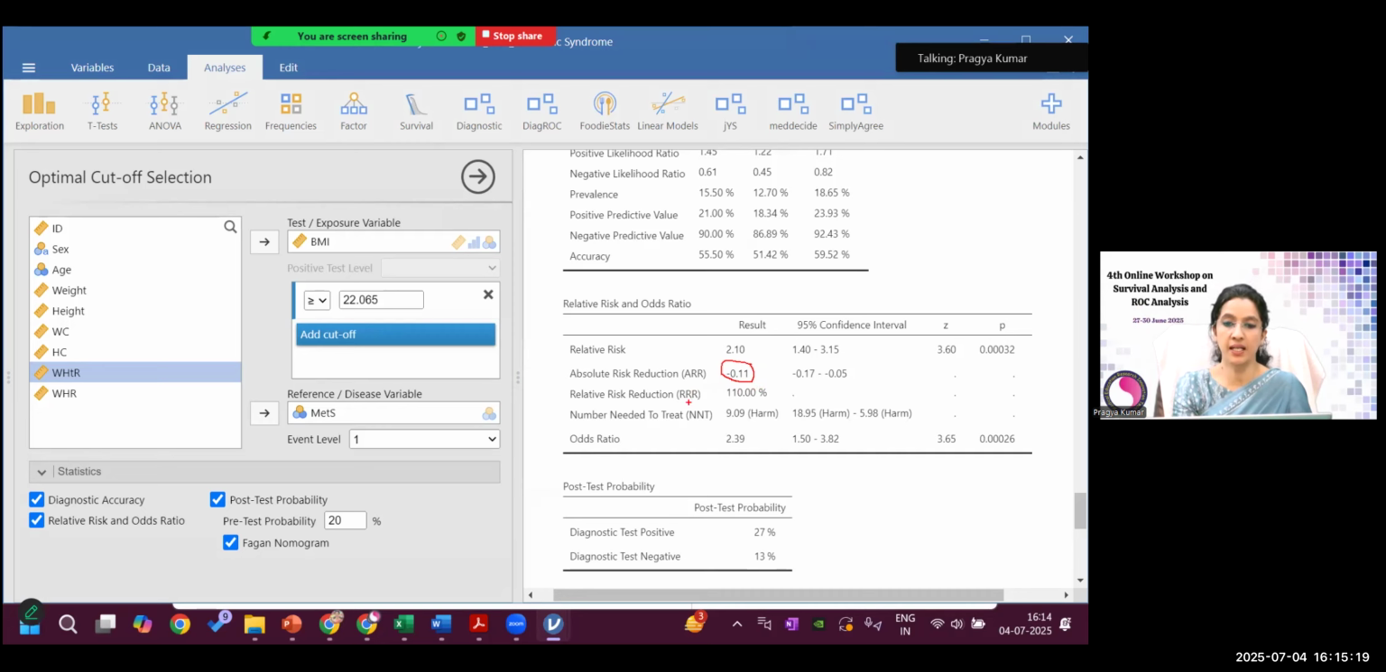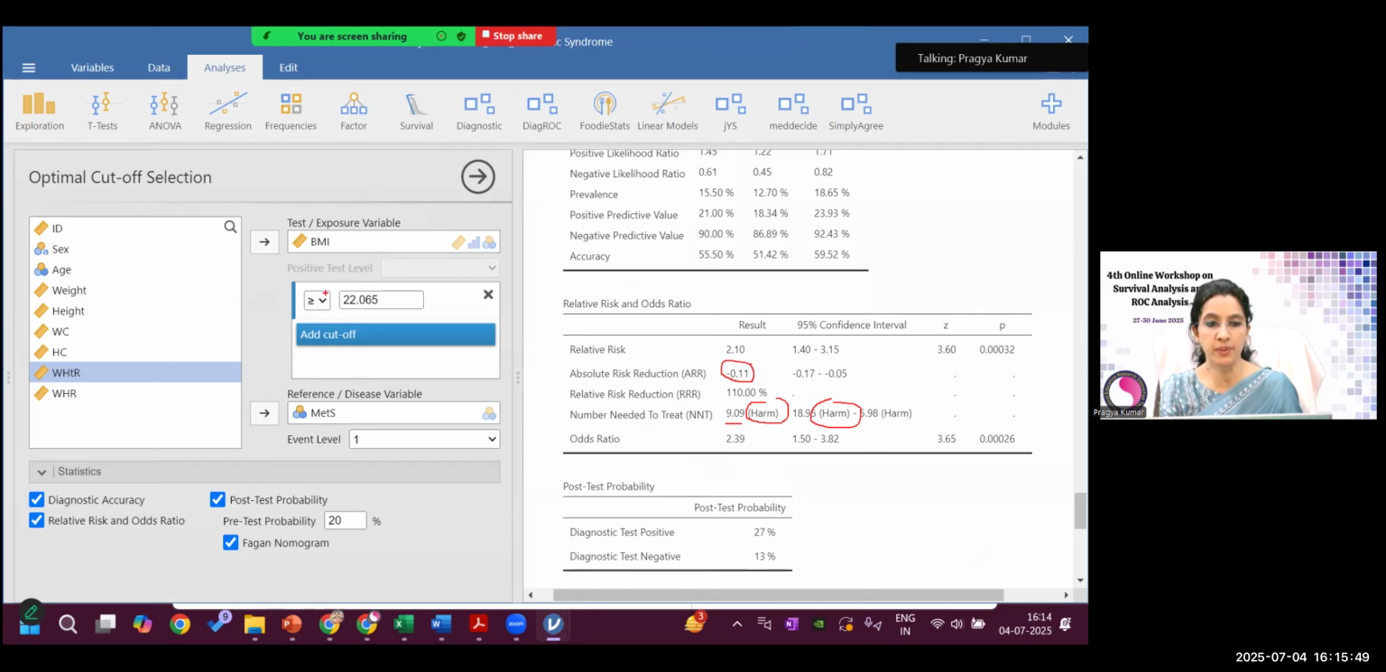This relative risk reduction is again a relative risk increase. And this number needed to treat, although it is a number needed to treat, in brackets it is writing harm. Harm means that if the value is 9.09, then if there are 9 people having BMI more than 22, there will be one person who will be harmed by it. That means he will develop metabolic syndrome. And this is your odds ratio.